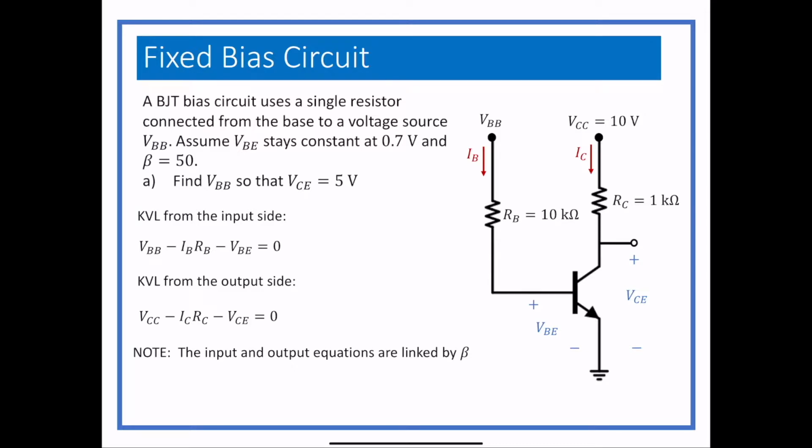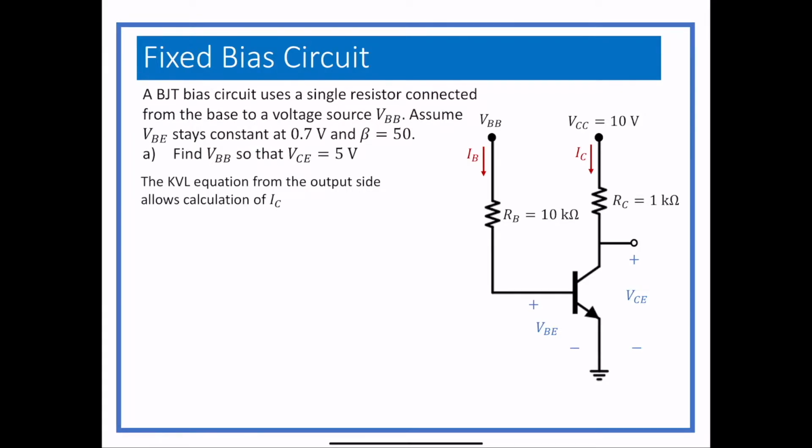But the input and output equations are linked together by beta, which they weren't in MOSFETs. They were completely separate, and you had to find whatever was at the input side, then find what's at the output side. And this time you don't need to. So we can calculate IC really easily in this particular problem because we know what VCE is. So IC is just going to equal VCC minus VCE over RC, and we get 5 milliamps. That is just simple Ohm's law and relatively easy to find.